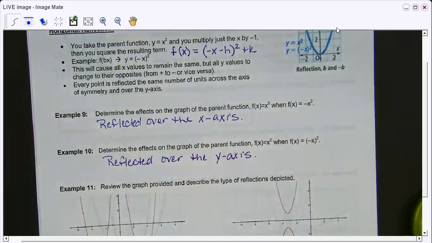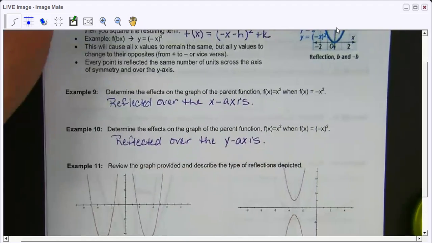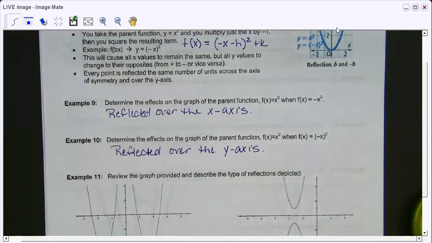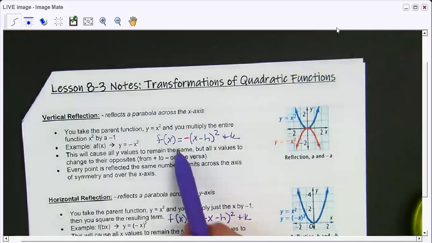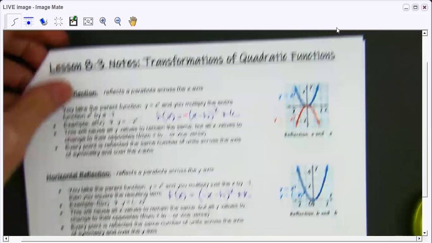On our homework, I'm going to tell you that for all of your homework and what we're doing, we're just doing the reflections over the x-axis. There's no horizontal. Why are they teaching us that?